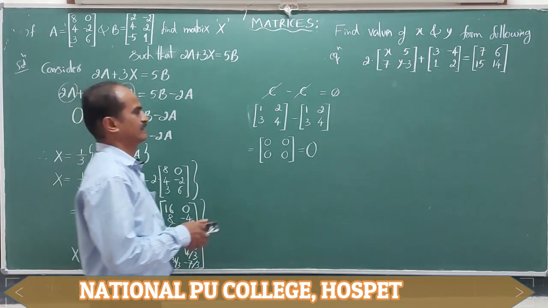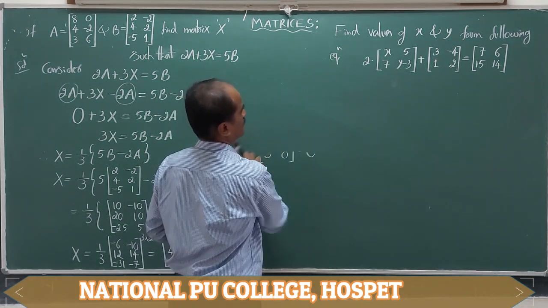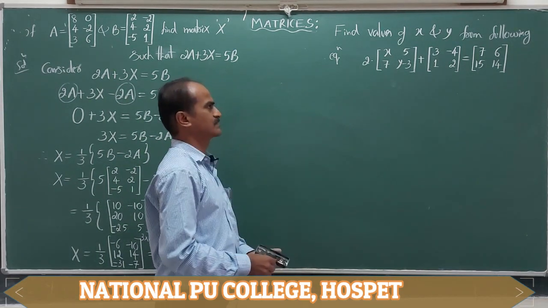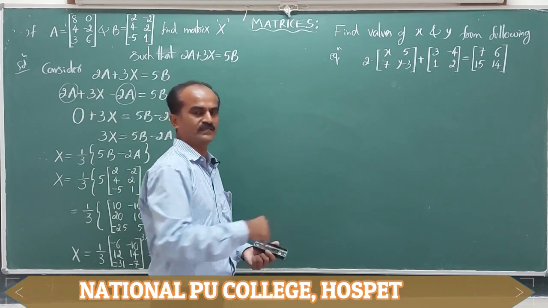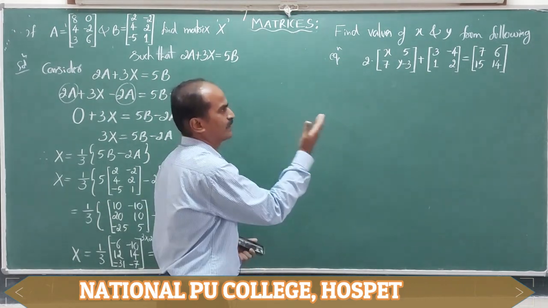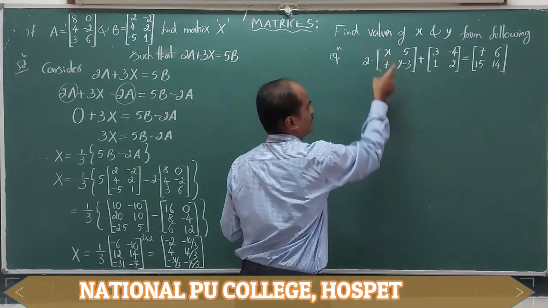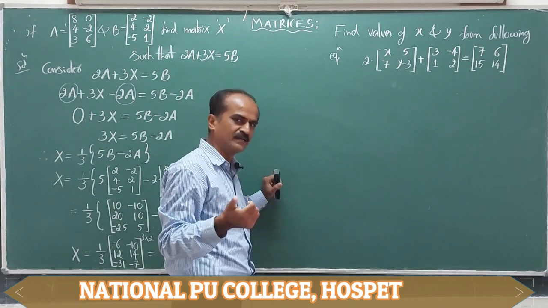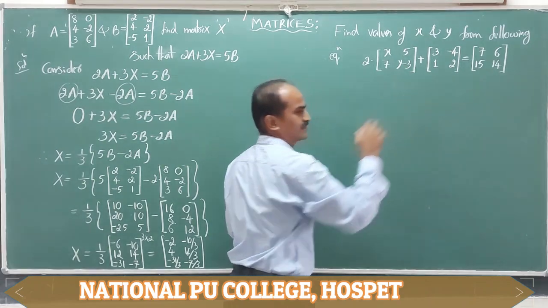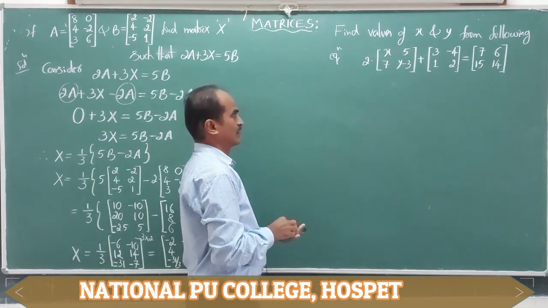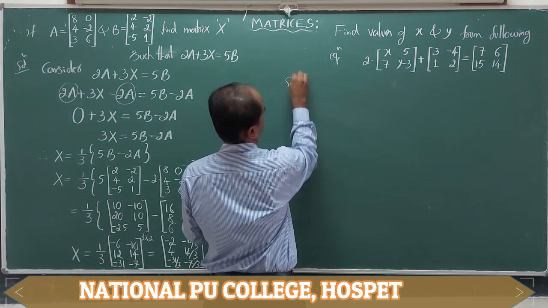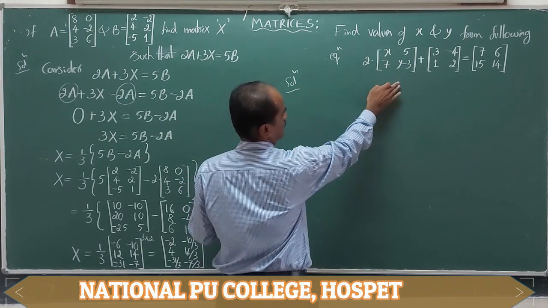Now let me take another question here. Required to find values of x and y from this equation. Again, a matrix equation is given. The unknown is present as an element of the matrix now. Required to find the elements of the matrix satisfying this equation. Now let us start with this equation. So this is the given equation.